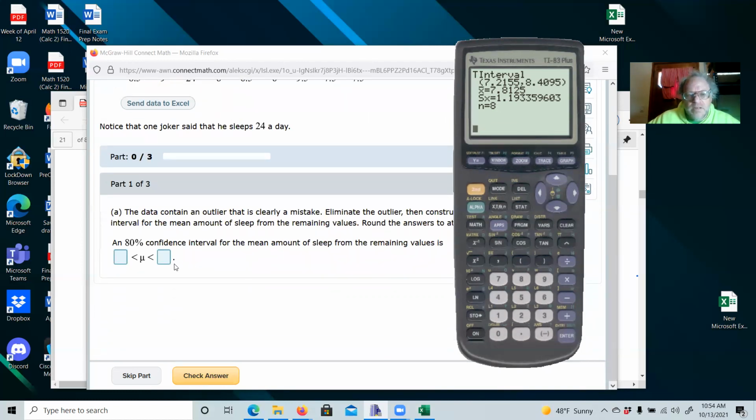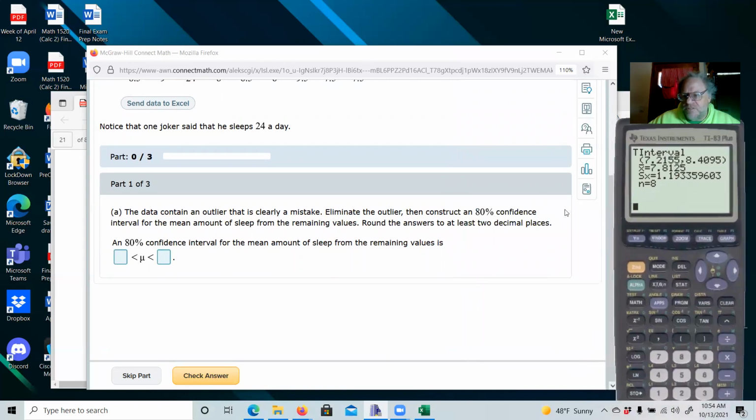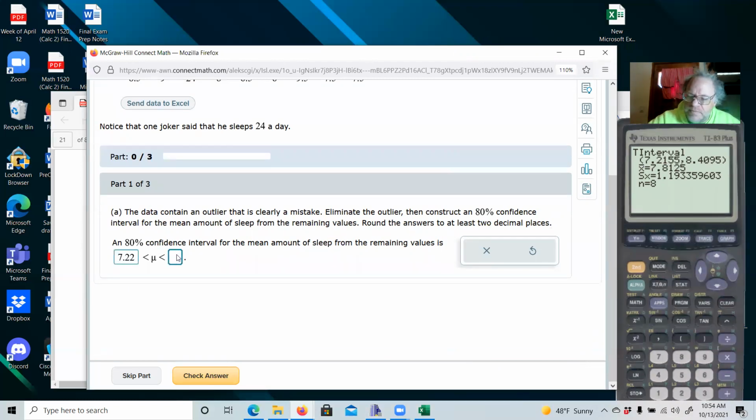Okay. So what would we write down here? Now I got all the decimal places in the world. What do they want? 2 decimal places. So 7.22, and 8.41. Okay. Check.